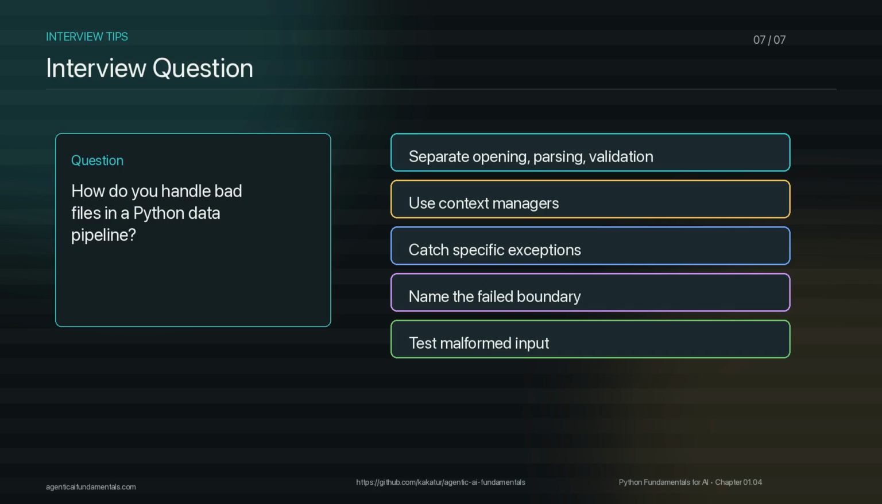An interviewer might ask, how do you handle bad files in a Python data pipeline? A strong answer is, I separate opening, parsing, and validation. Use context managers for file safety, catch specific exceptions, and return or raise errors that name the failed boundary. I also test malformed input, not only missing files.